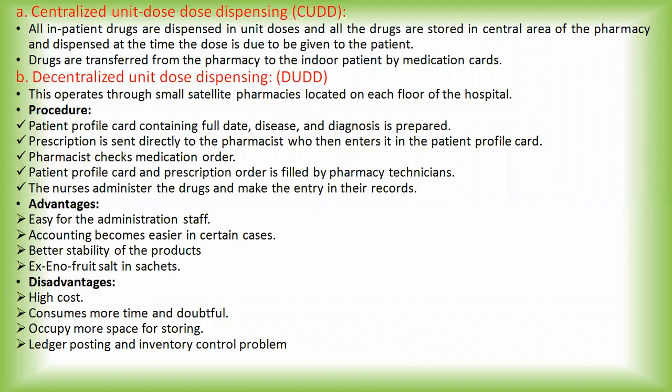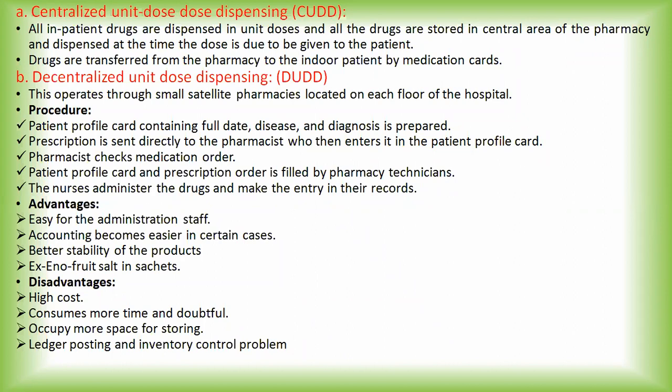Here the drugs are transferred from the pharmacy to the indoor patient by medication cards. When the medication card is received, those drugs are available in the centralized area of the pharmacy, and upon receiving the prescription order or medication card, the pharmacist will dispense those drugs to the patient. Second is decentralized unit dose dispensing, DUDD. This operates through small satellite pharmacies located on each floor of the hospital.